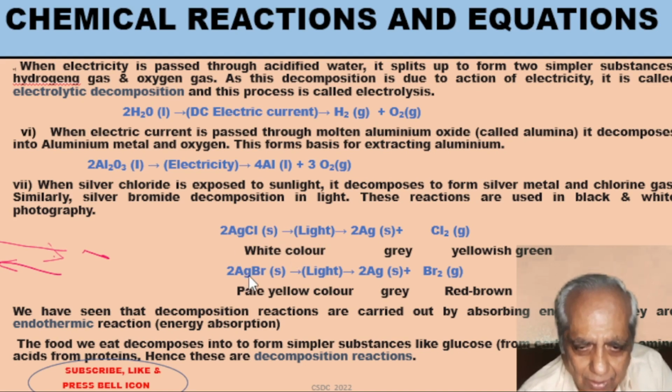Similarly, silver bromide is pale yellow in color. When sunlight falls on it, it forms silver and bromine. Now, as you have seen, for all these decomposition reactions, we have to supply energy. Energy can be in the form of heat, electricity, sunlight, etc. So all decomposition reactions are endothermic reactions. Endothermic means reactions in which heat is absorbed, because we are giving this heat.